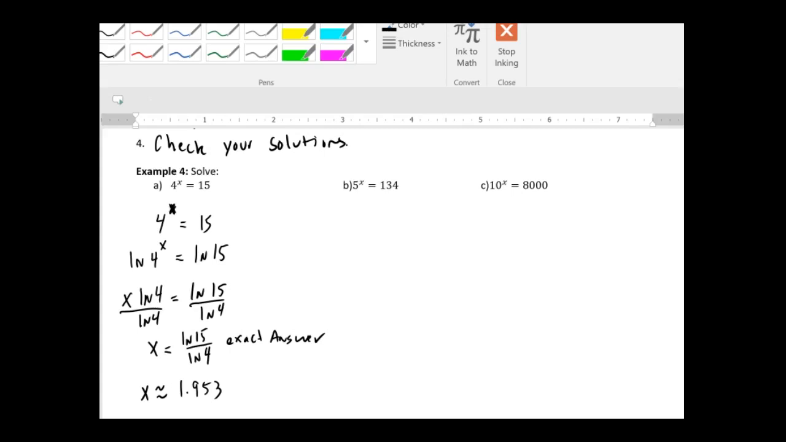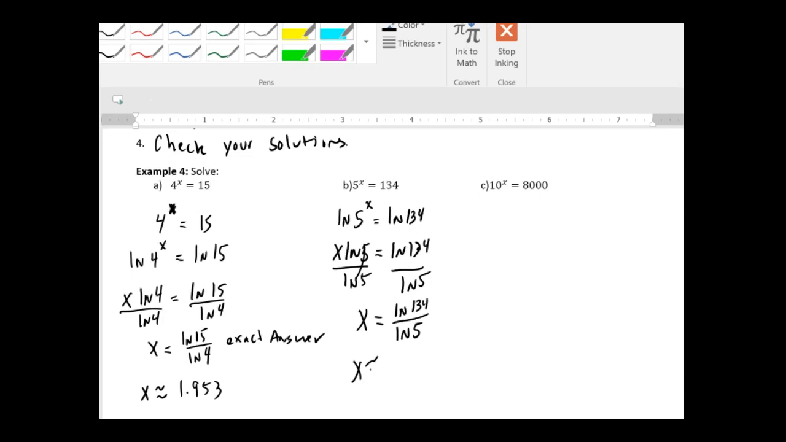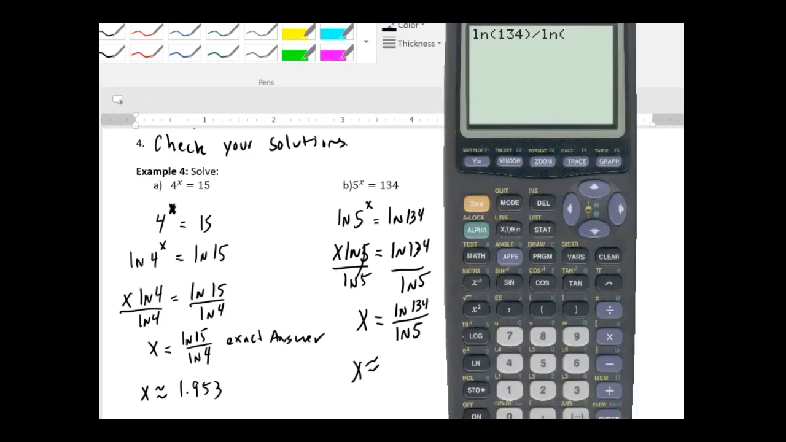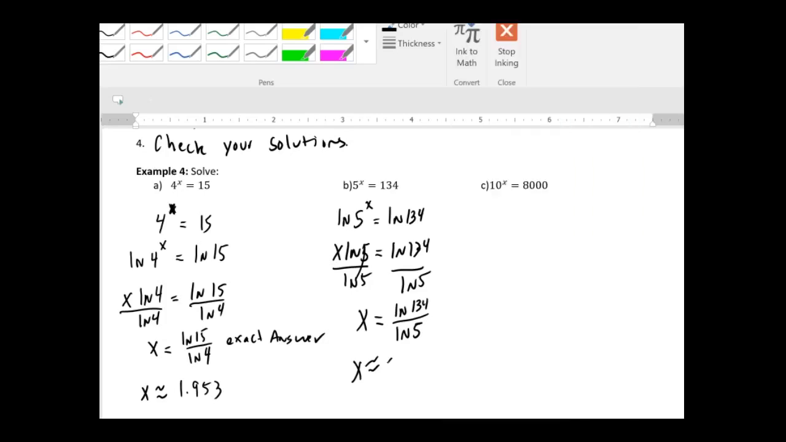Okay, let's look at letter B. So the 134, I cannot rewrite that with the base 5. So I'm going to take the natural log of both sides. I'm going to use the power rule and bring the x to the front. Divide by natural log of 5. So x is equal to natural log of 134 divided by natural log of 5. And the approximation is natural log of 134 divided by natural log of 5, 3.043.